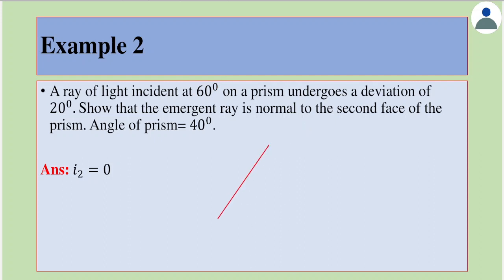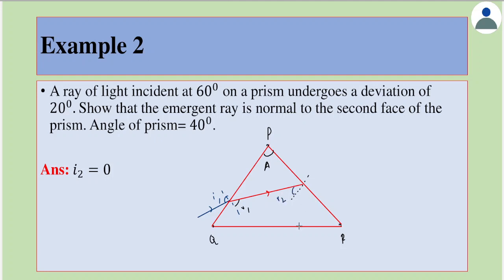Recall that for a prism, we define a few angles. Suppose this is the prism's cross section, let's call this point P, point Q, and this is point R, and the angle here is the angle of prism A. If a light ray falls on this face, the angle which this light ray makes with the normal is called I1. Light refracts, and if we draw the normal at this point, this angle was called R1, and the angle made here was called R2. The light ray would emerge out finally, and the angle made here was called the angle of emergence, which is I2.